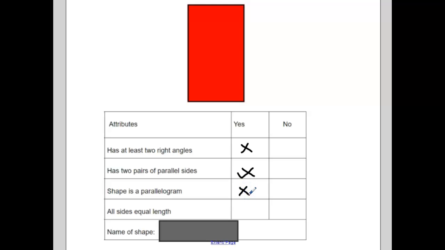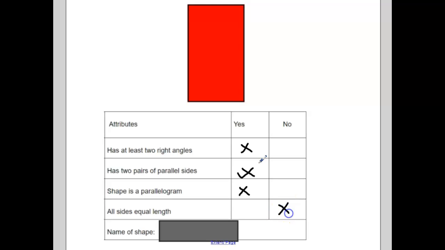Third graders, next it asks, does this shape have all sides that are equal length? Pause the video and tell me, where would you put the X and Y? You're exactly right. For this rectangle, you know only the parallel opposite sides are equal. So these 2 sides are an equal length and these 2 sides are an equal length, but not all of the sides are an equal length. So I would mark no.